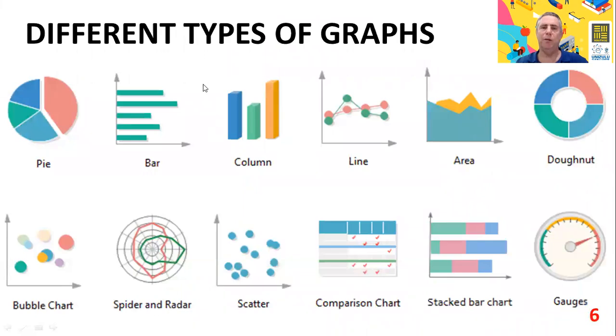Now, there are many different types of graphs, many different visual representations. You'll come across a lot of these in life science, particularly, not so many of these in your physical science paper 1.